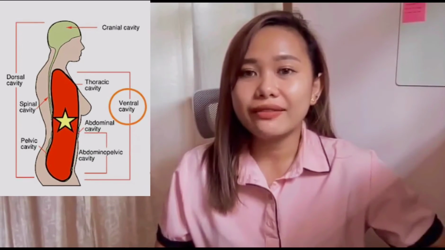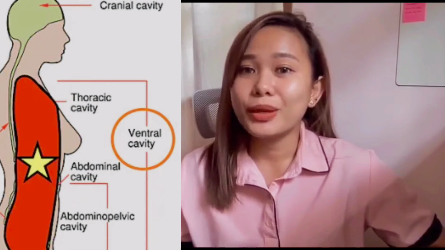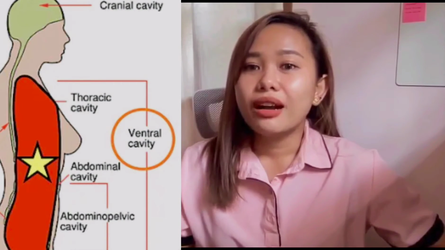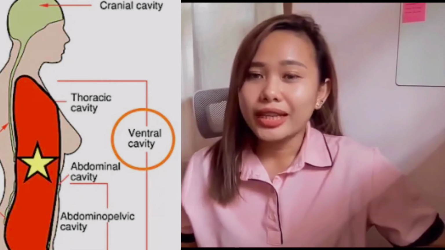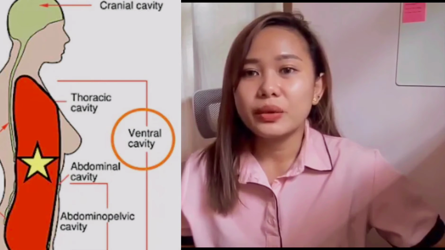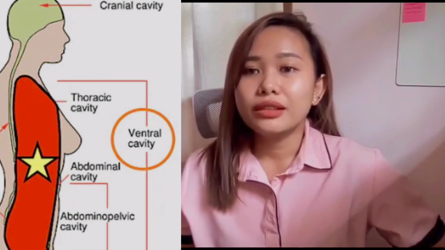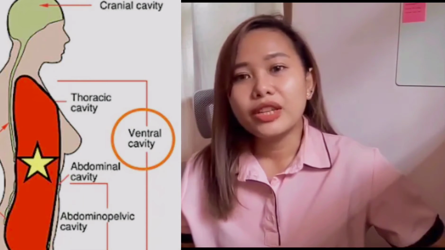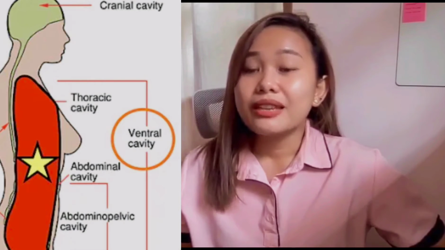Next is the ventral body cavity. The ventral cavity is the cavity located in the front of the body, which makes sense because ventral means front or anterior. The ventral cavity is highlighted in red and labeled with a star below. You can see how the ventral cavity is situated in front of, or anterior to, the dorsal cavity. The ventral cavity houses the contents within the chest, abdomen, and pelvis. Now, the ventral body cavity is subdivided into two.